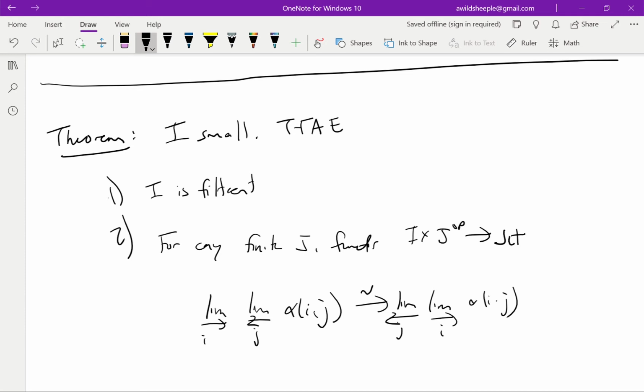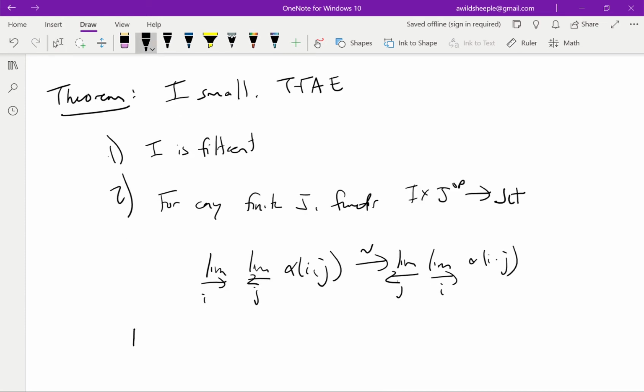In other words, lim, forward lim, commutes with finite projective limits.